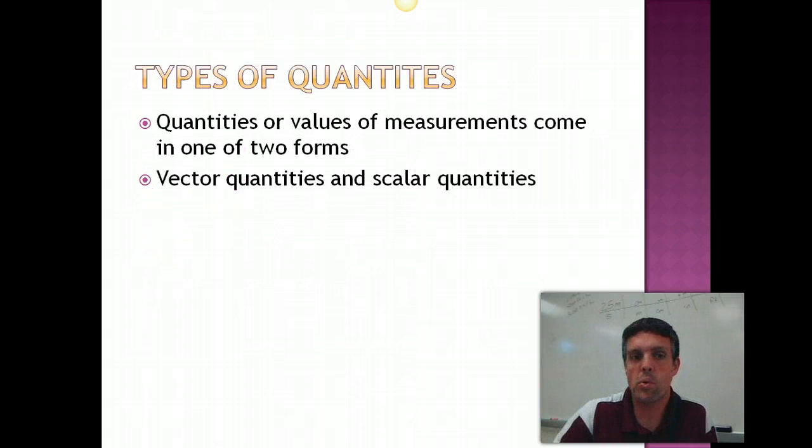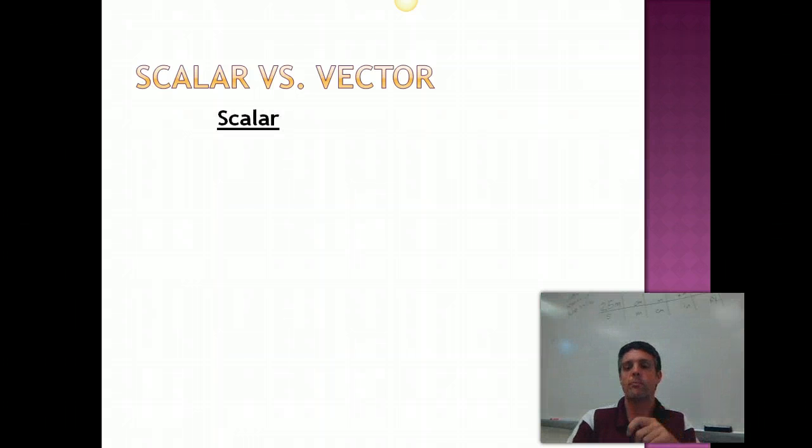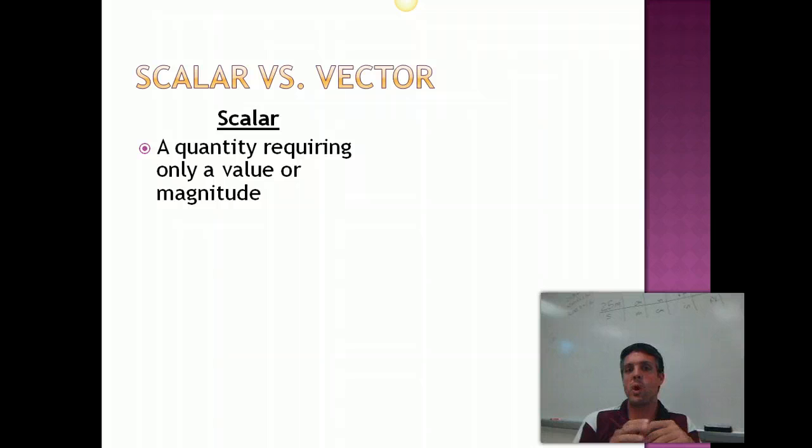All right, types of quantities. Quantities or values of measurements come in one of two forms. We call them either vector quantities or scalar quantities. All right, well, what's the difference between a scalar and a vector? Next slide, okay? Sorry, I didn't pause too much there for you to write down those notes. Scalar versus vector, here we go. All right, scalar quantities are quantities that require only a value or a magnitude.